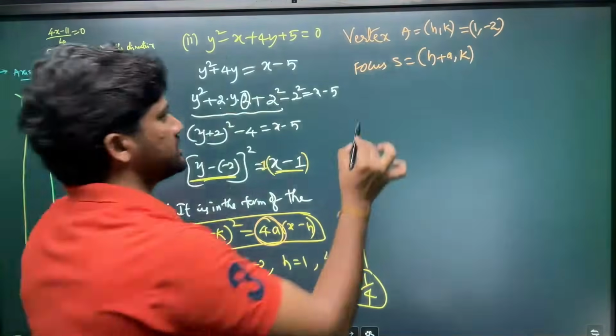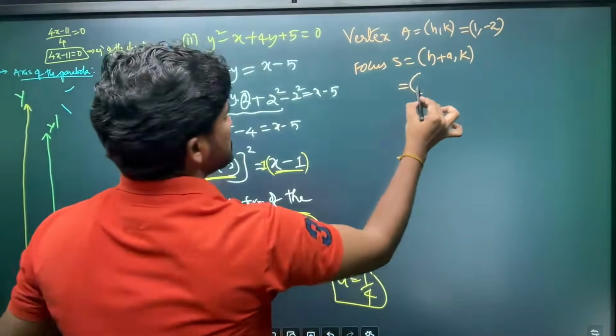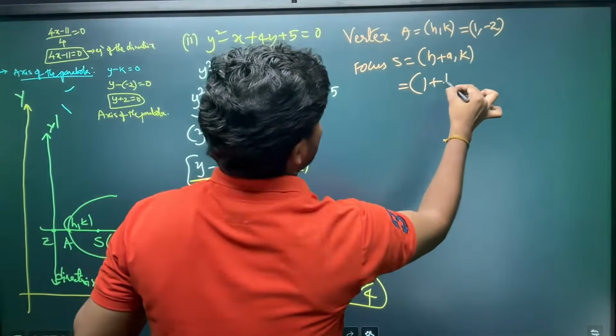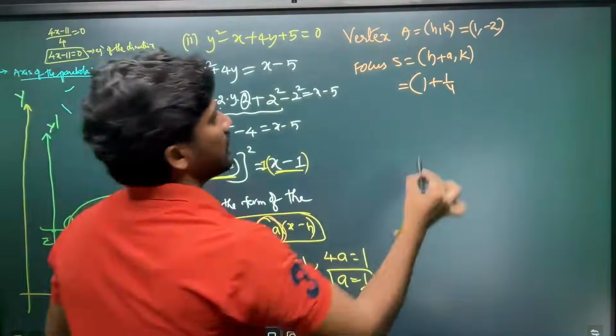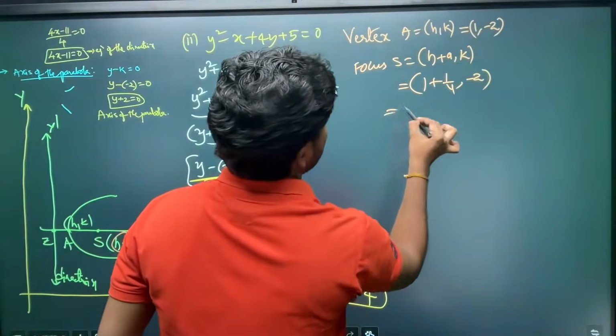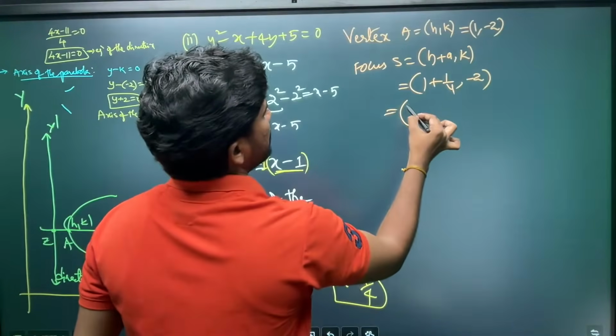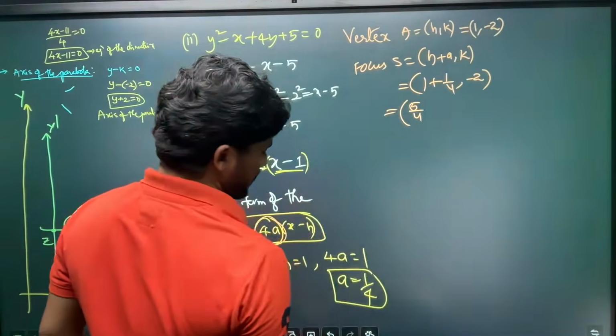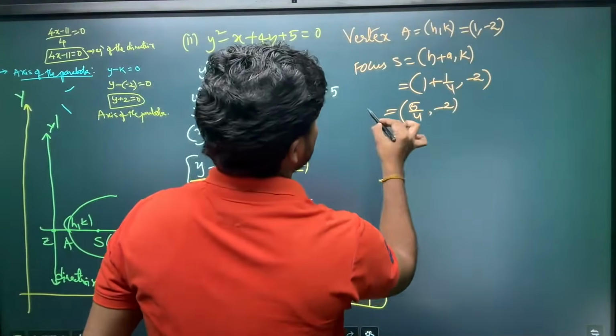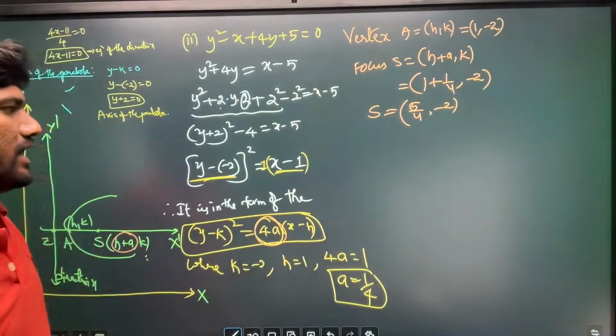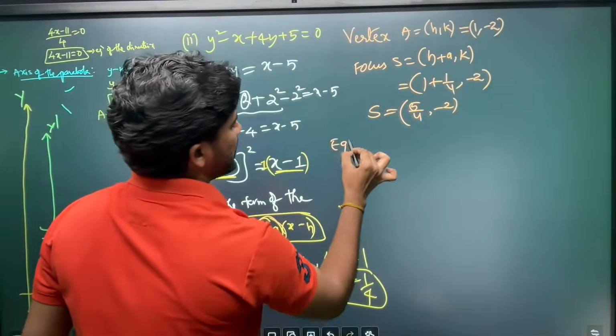So therefore H plus A అంటే ఏంటంటే ఇక్కడ H అంటే how much? 1 plus A value 1/4 comma K value -2. So therefore మనకి ఎంత వస్తుంది, 4 plus 1, 5/4. Okay, so 5/4 comma -2 is the focus. This is next, equation of the directrix.